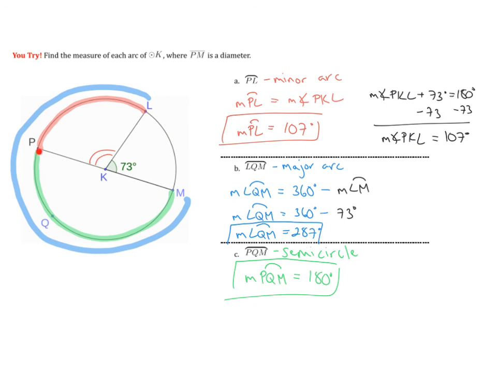Last but not least, arc PQM, when you trace it all the way around, starts at one end of the diameter and finishes at the other end. So we have a semicircle, therefore the measure of arc PQM is 180 degrees.